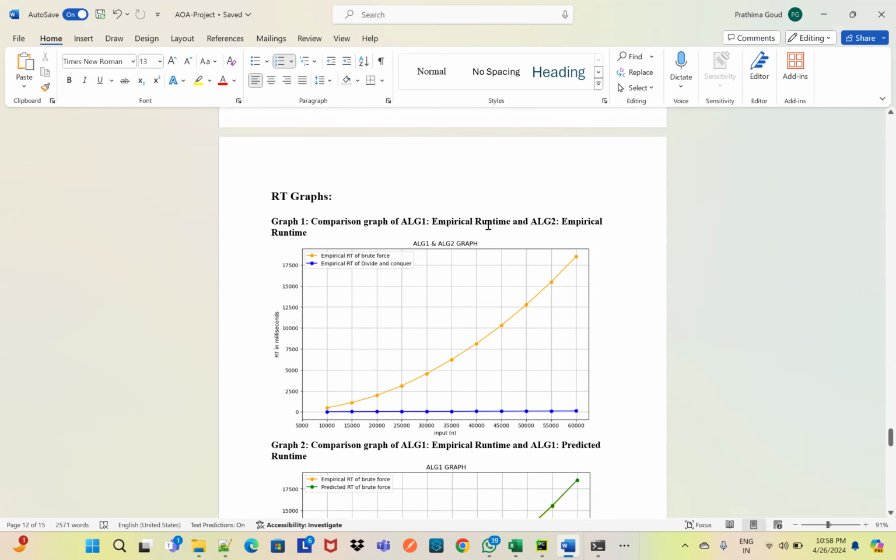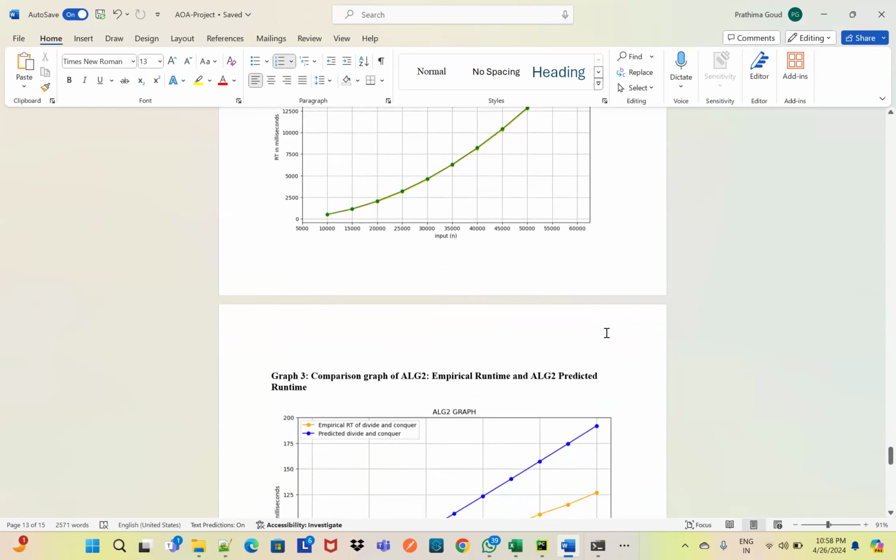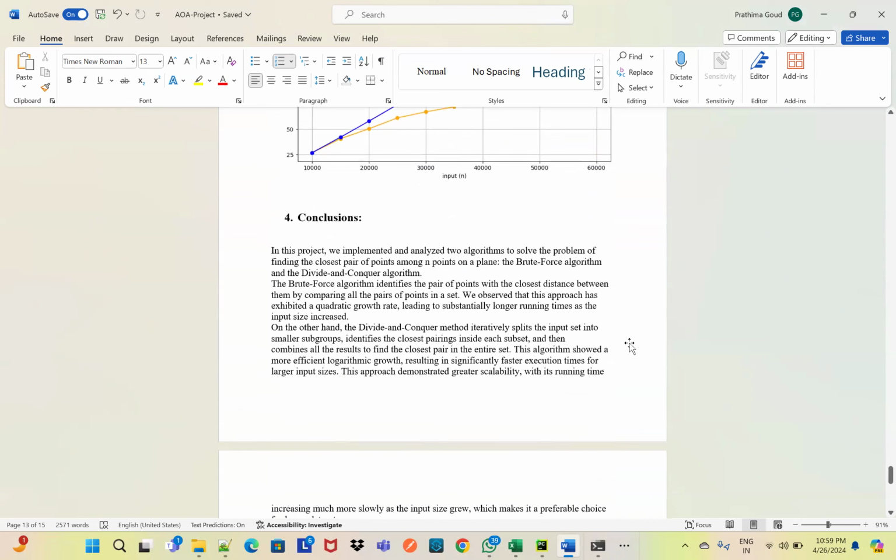It is the comparison graph of algorithm 1, brute force empirical runtime, and divide and conquer empirical runtime. And graph 2 represents the comparison of brute force empirical runtime and predicted runtime. And graph 3 is the comparison of the divide and conquer algorithm empirical runtime and predicted runtime.